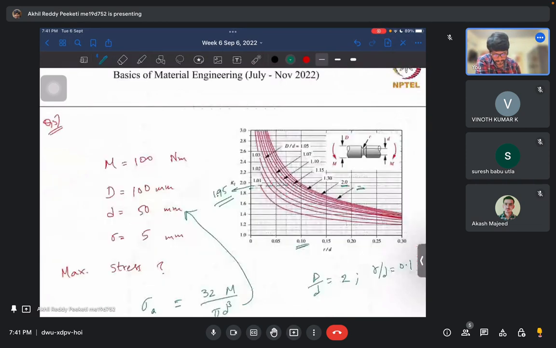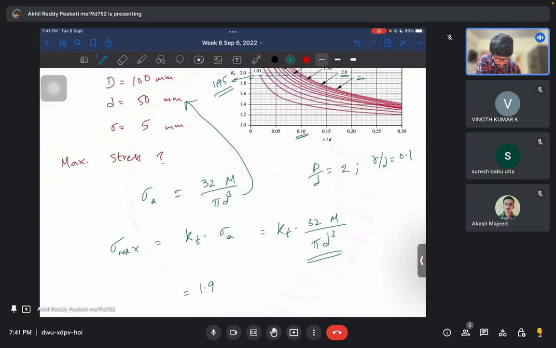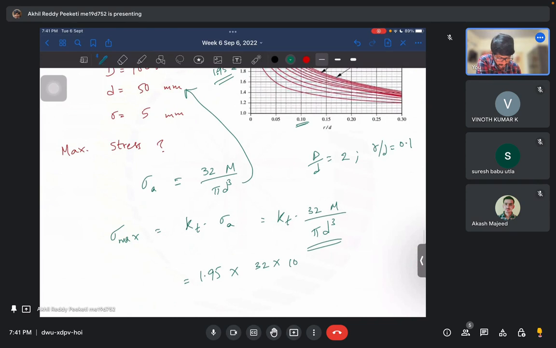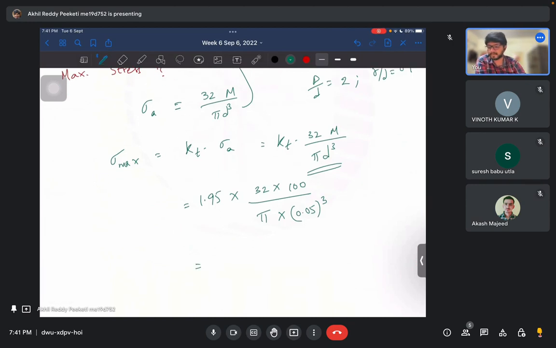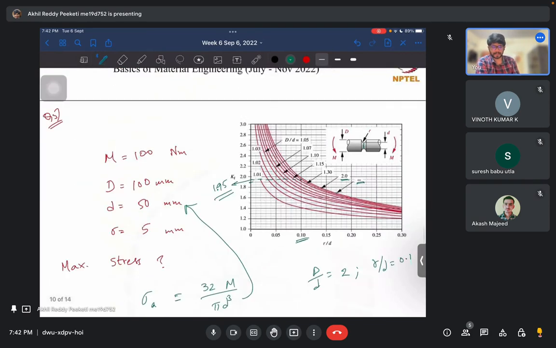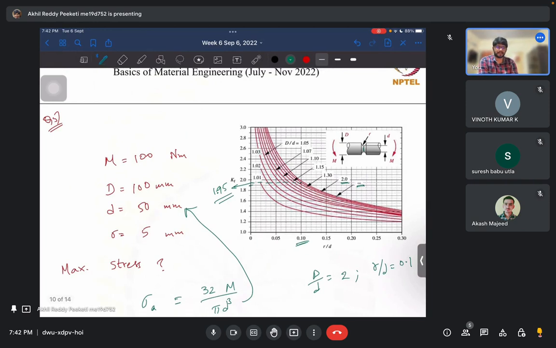Clear? So Kt equal to 1.95 into 32 into M, given as 100 Newton meters, by pi d cube, so 0.05 whole cube. You would actually get your answers in pascals, but I'm directly writing it in MPa. So is this clear? Now any type of questions you should be able to solve.